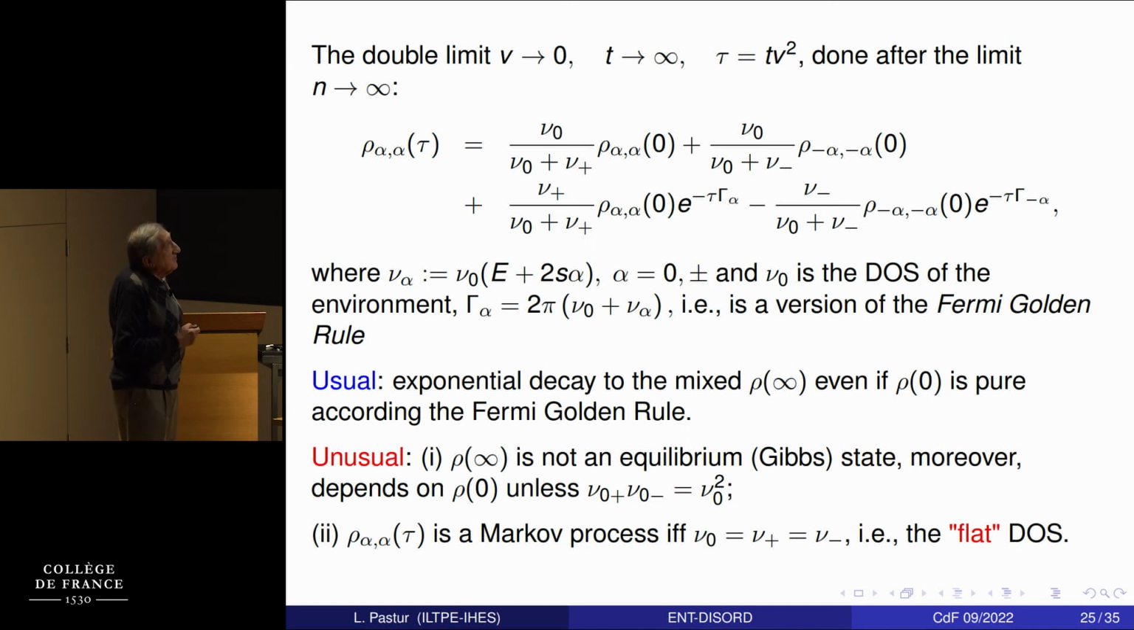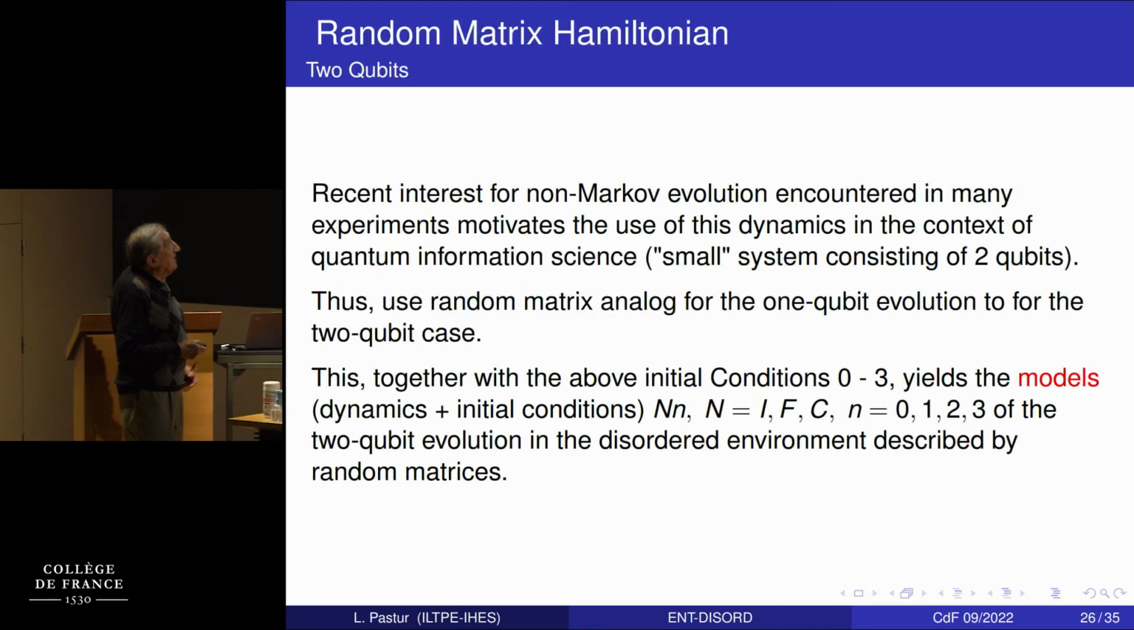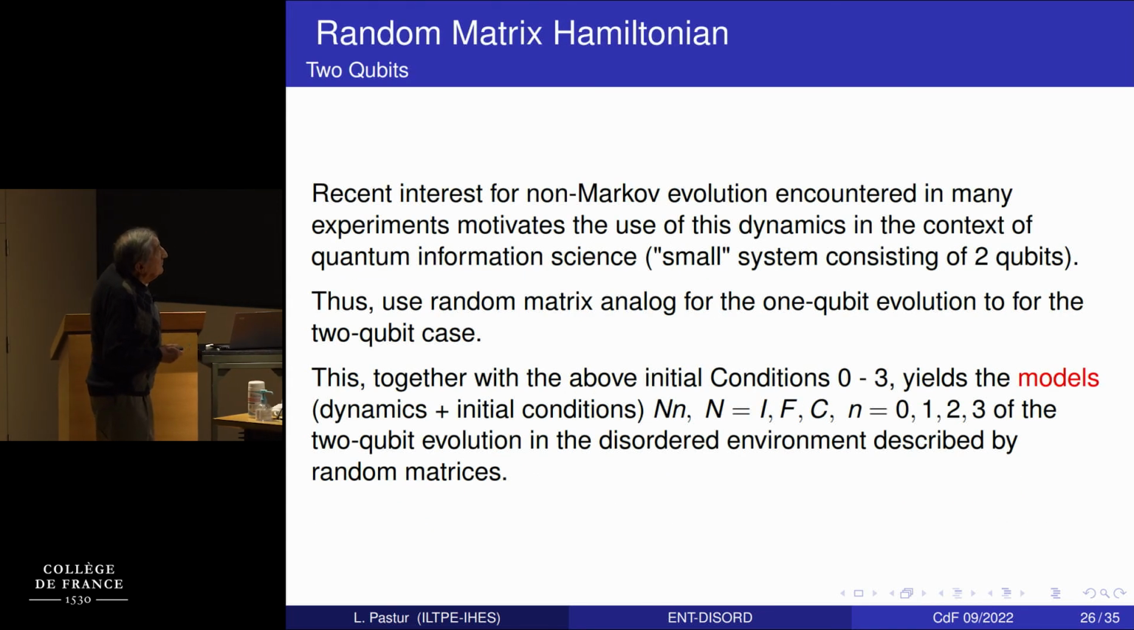So its formula is a bit similar to the classical one, with respect to the golden rule, etc. But on the other hand, it is different because your tau infinity formula is not Gibbs. And moreover, it is not a Markov process except in a very simple situation. So it's quite rich. And then let's pass to 2 qubits.